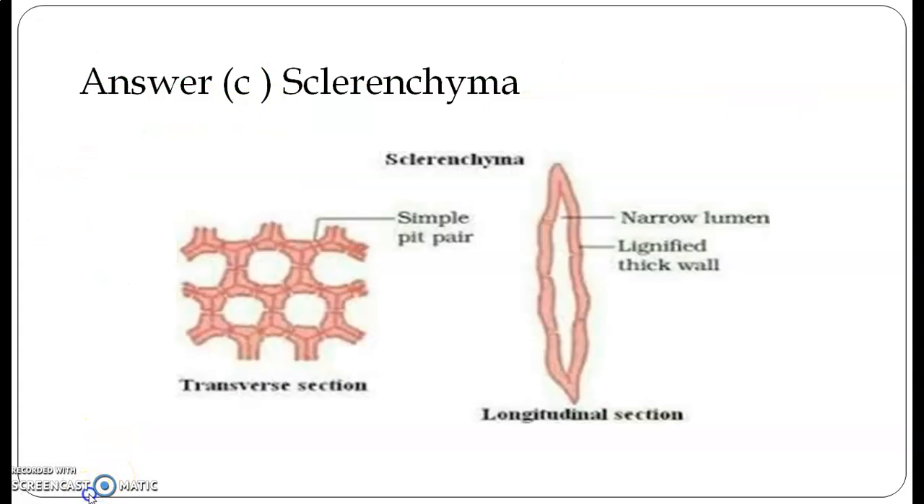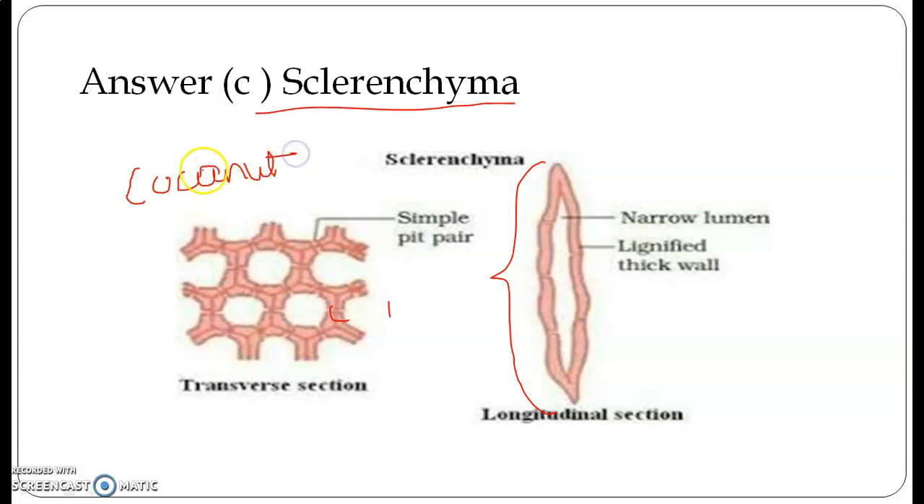The correct answer for this question is option C, that is sclerenchyma. Children, you know very well that sclerenchyma is a dead tissue because it has lignified cells. Lignin is deposited to make it tough and rigid. It provides mechanical strength and protects the plant from external forces, such as strong wind, parasitic attack, and fungal infection. It makes the plant hard, stiff, and rigid. For example, the husk of coconut is the best example of sclerenchymatous tissue.